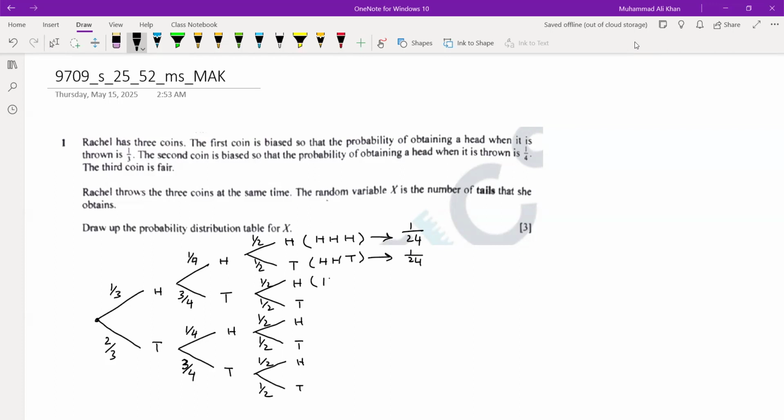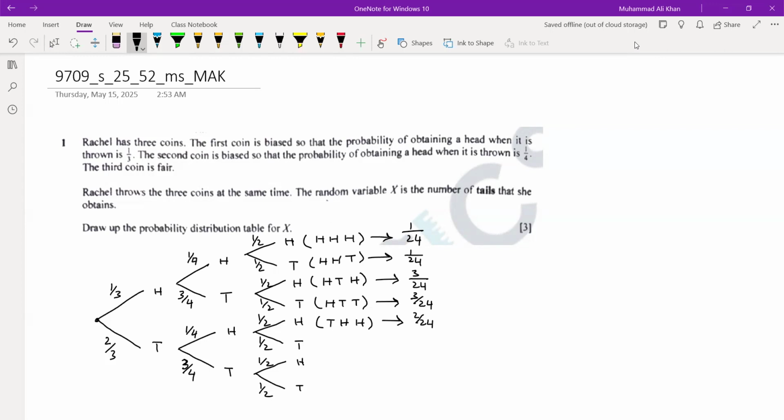This will be head, tail, head. Again multiply all the branches, so it will be 3/24. This is head, tail, tail, multiply all the branches, so it will be again 3/24. Here it is tail, head, head. So multiply all the branches.